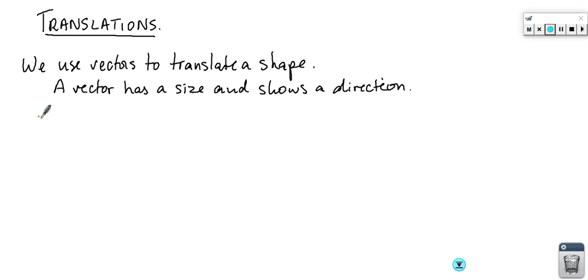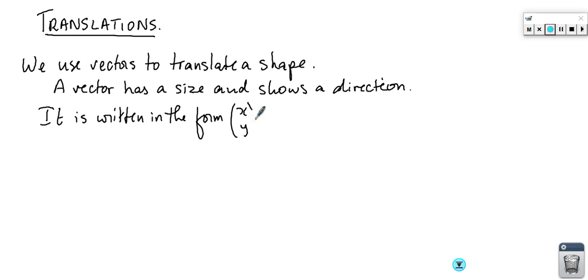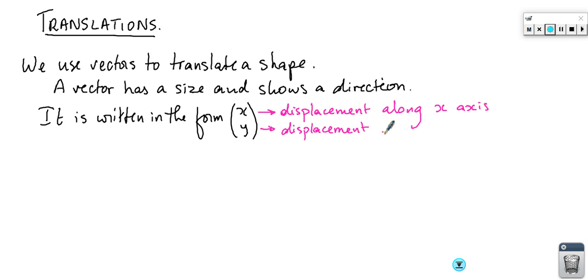Now, a vector is written in the form x, y, where x is the displacement of a point along the x-axis, while y is the displacement of the same point, but this time along the y-axis.